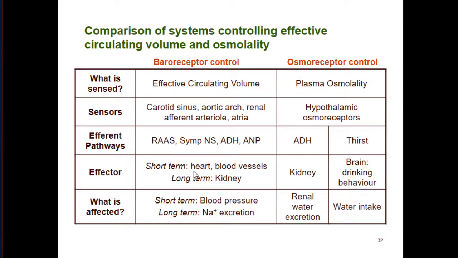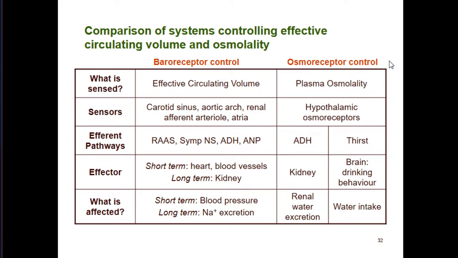The short term, of course, is the neural one from carotid sinus and aortic arch, for example, through the medullary center back to the heart and vessels. And the blood pressure will change as a result. The long-term one, that's the humoral one, and it will act through the kidney. One of the examples, it will affect the sodium excretion.